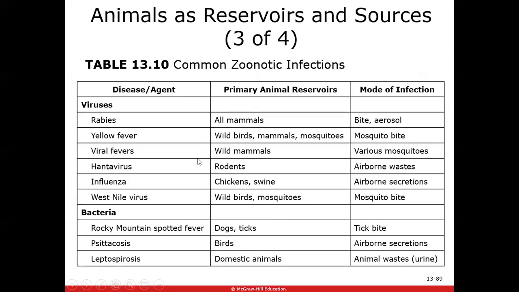And it looks at animal reservoirs and their sources. So these are common zoonotic infections: rabies, yellow fever, viral fevers, all the influenzas, Rocky Mountain spotted fever. These are things that we get from animals.